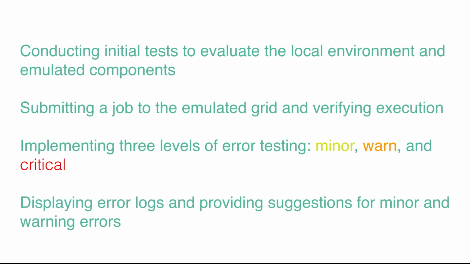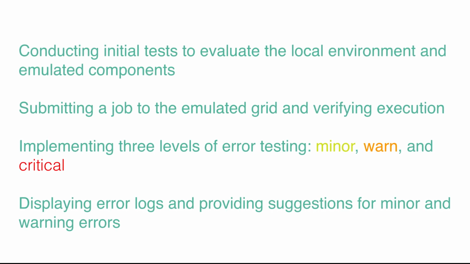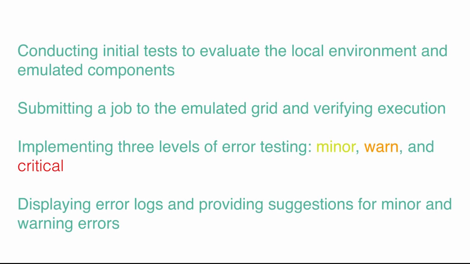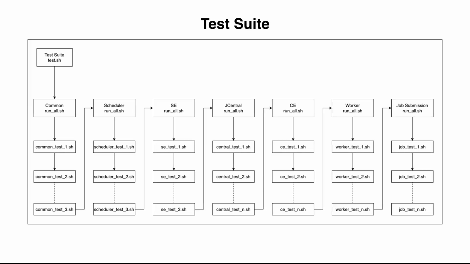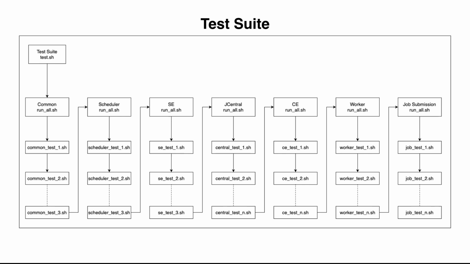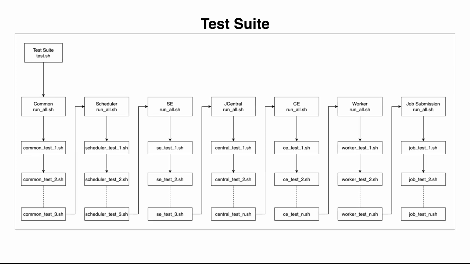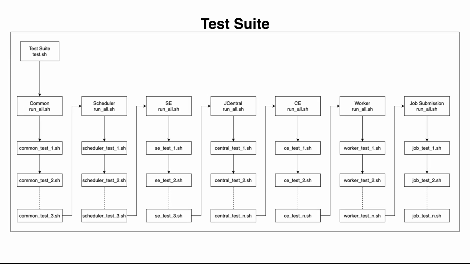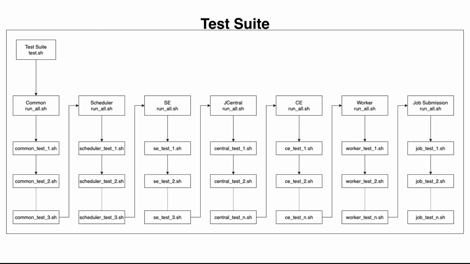In the case of a critical error, we will display logs similarly, but we will halt the execution of the test suite. The entire process, from starting the emulated setup to running tests and displaying results, is automated through Bash scripts. With just one command and optional flags, developers can execute these tasks conveniently and flexibly.